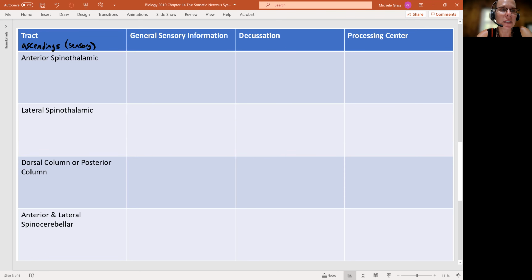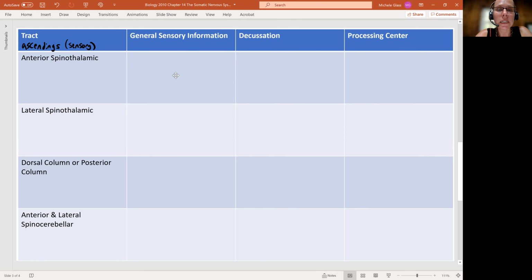And the first column is tract. And then I've labeled those rows with each one of those tracts. So I've started out with the anterior spinothalamic, lateral spinothalamic, and then I've listed it as either the dorsal column or posterior column, because there's a difference in how you might see that. And then the last I've grouped together the anterior and lateral spinocerebellar together. So we actually don't have to differentiate between those.